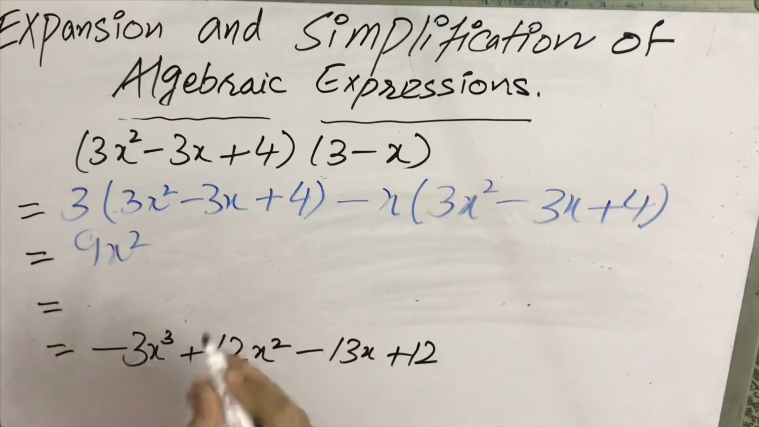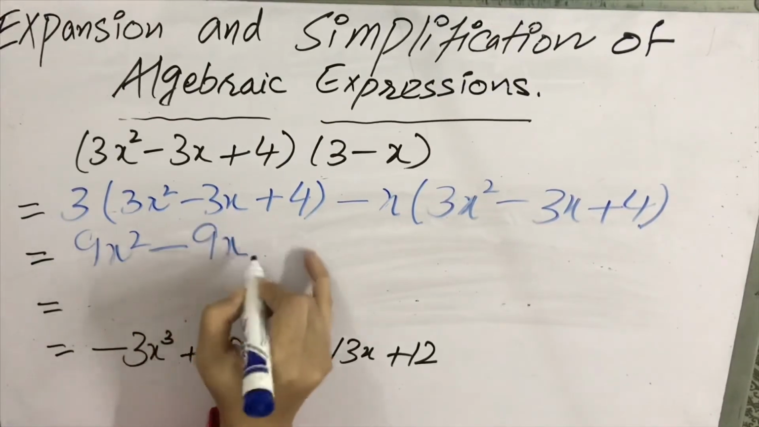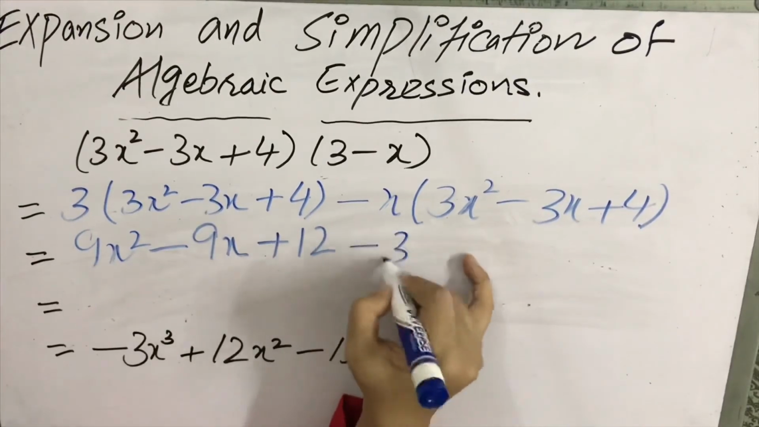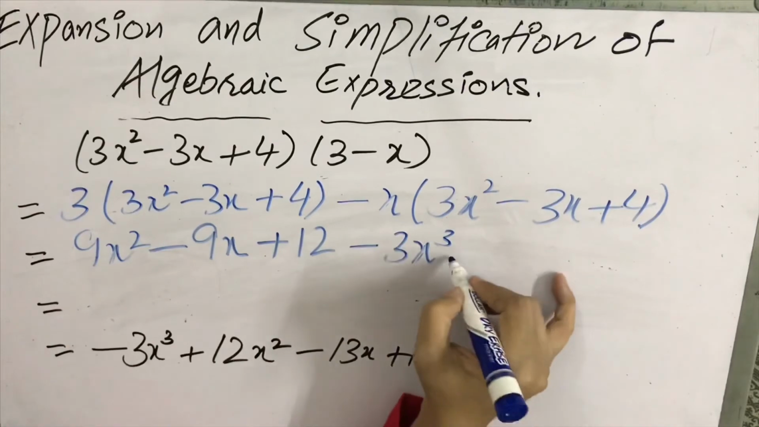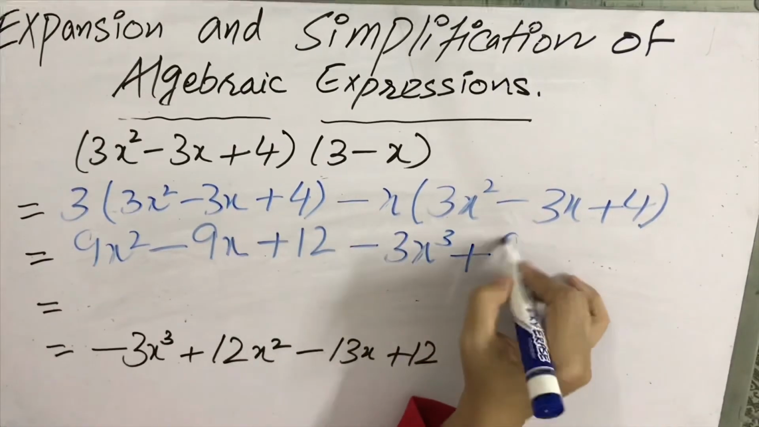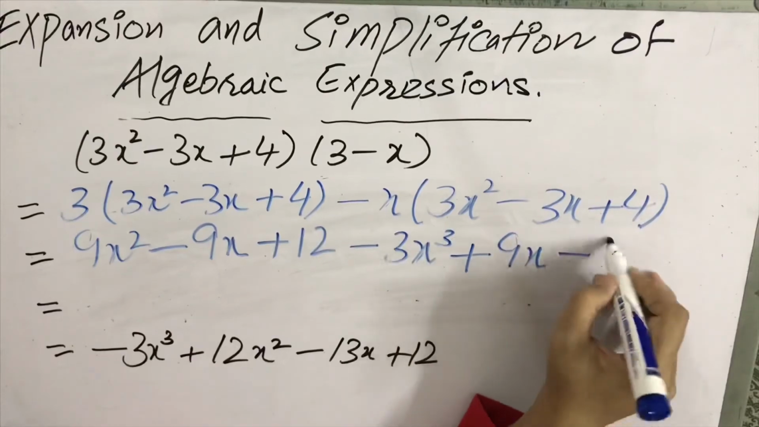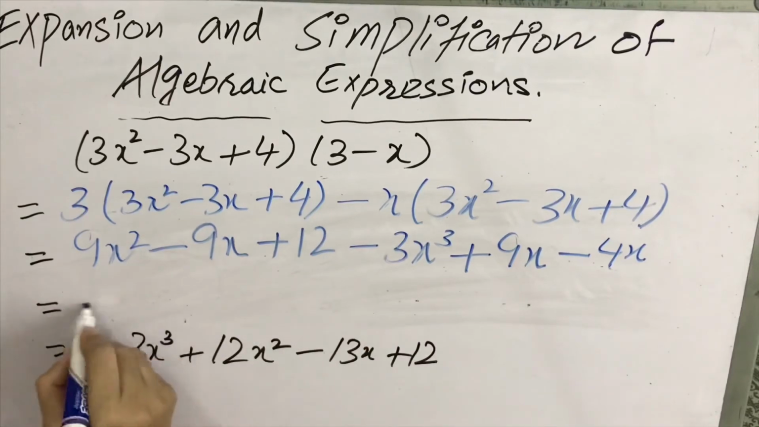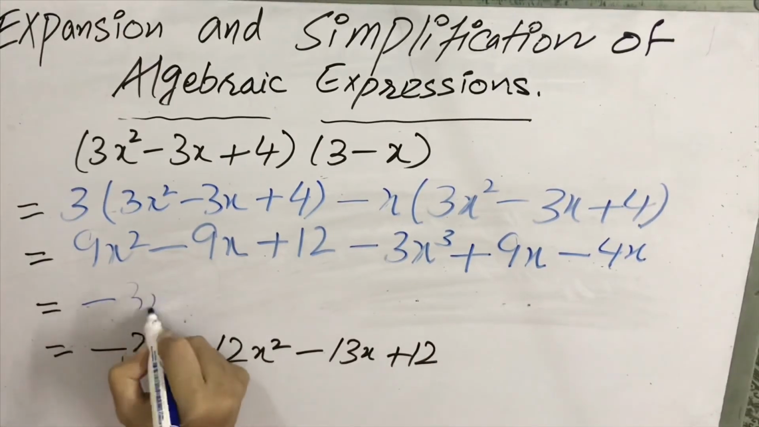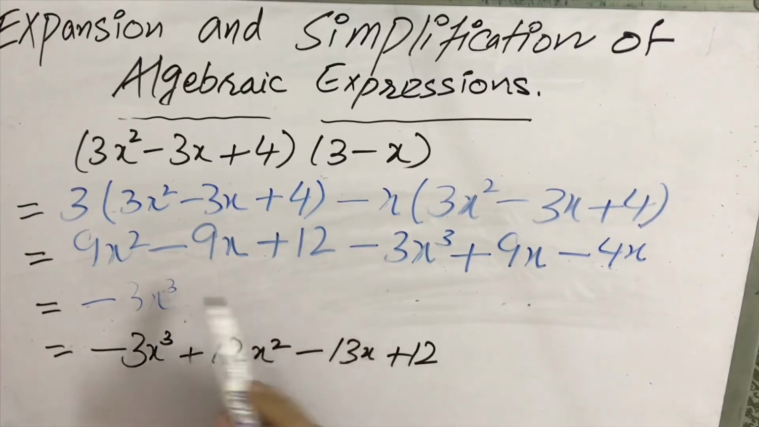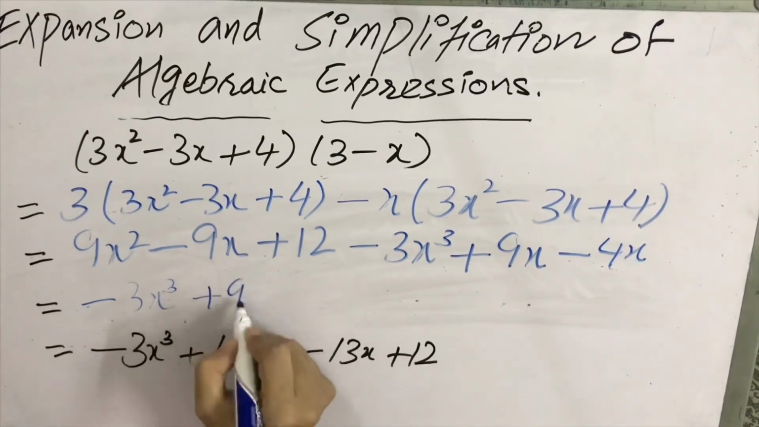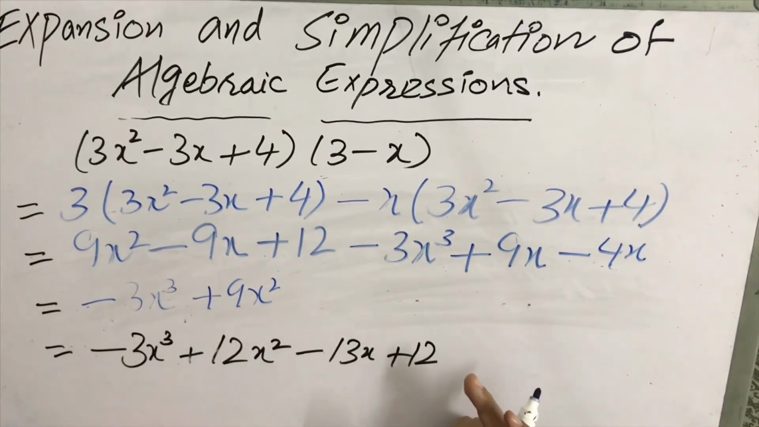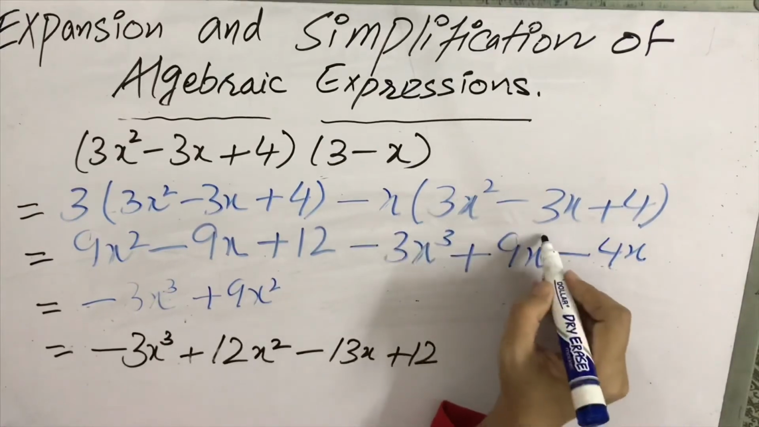3 3s are 9x square, 3 3s are 9x, 4 3s are 12, perhaps the marker is light, minus 3x cube, now this is 3x cube, minus minus plus 9x and minus 4x. Okay, 3x cube is coming here in the start, this one. Then we have 9x square, this one, and the other x square. Where is the other x square? We have missed this 3, 1 the 3, 9x square.